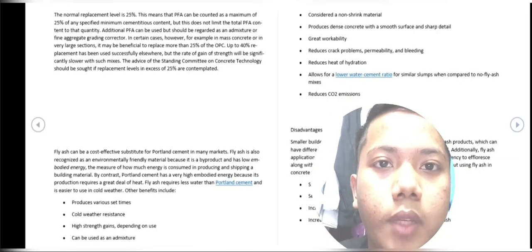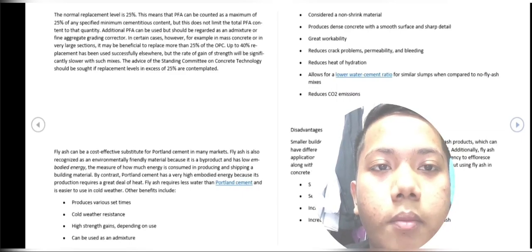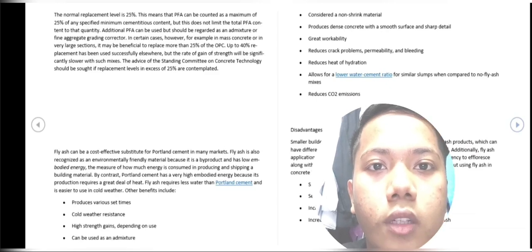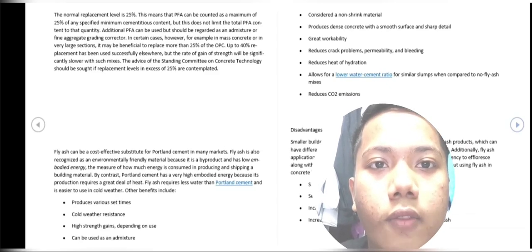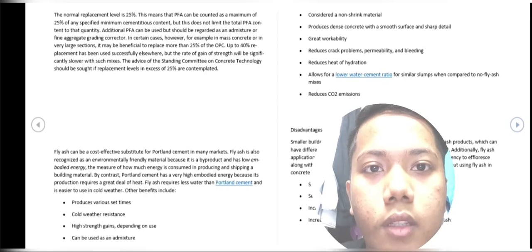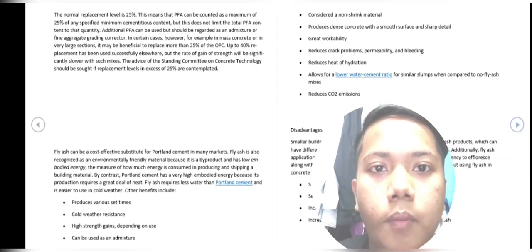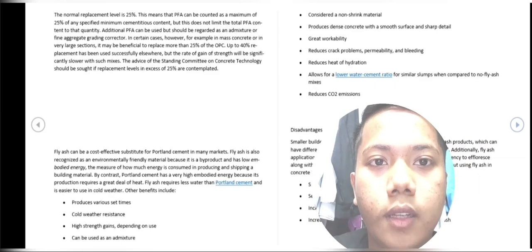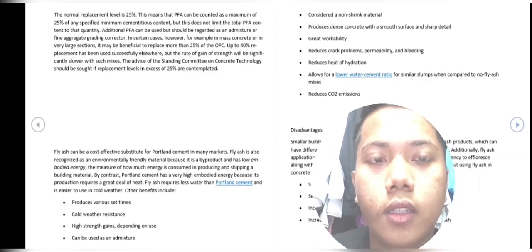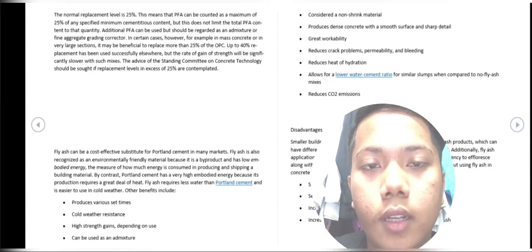Fly ash can be a cost-effective substitute for Portland cement in many markets. Fly ash is also recognized as an environmentally friendly material because it is a byproduct and has low embodied energy, the measure of how much energy is consumed in producing and shipping a building material. By contrast, Portland cement has a very high embodied energy because its production requires a great deal of heat.